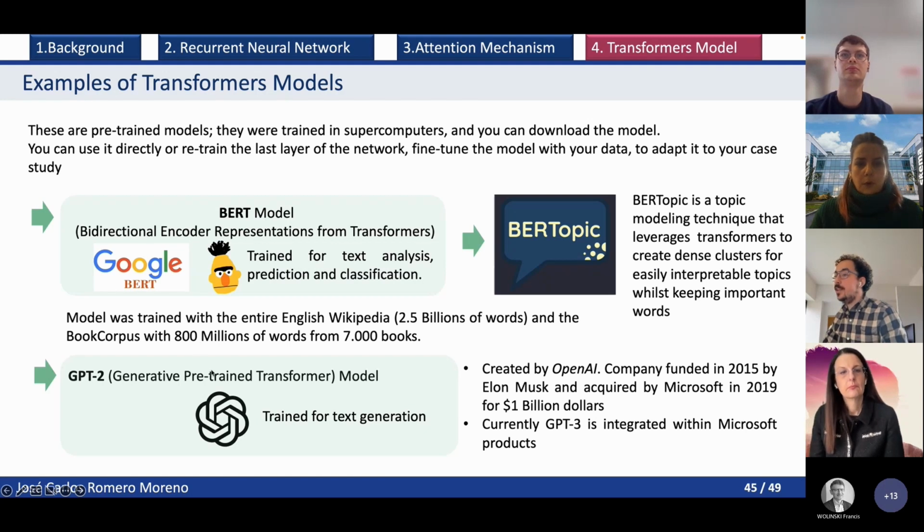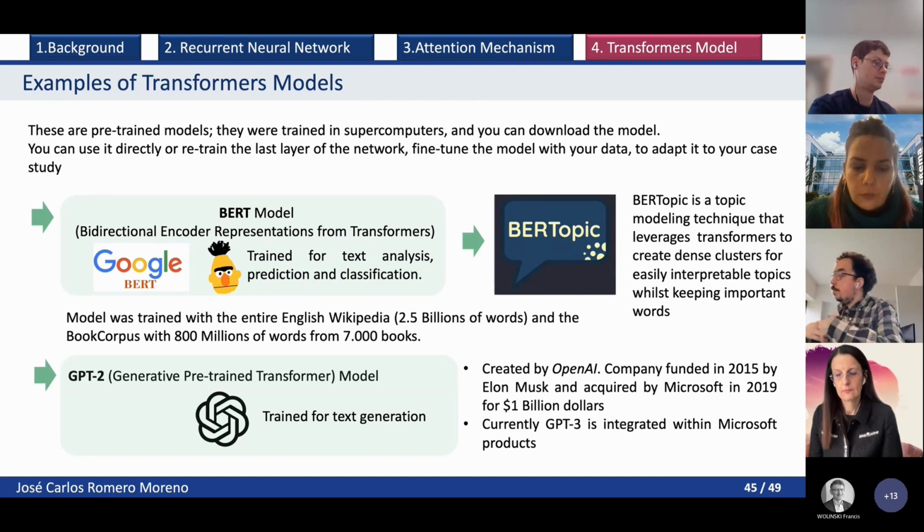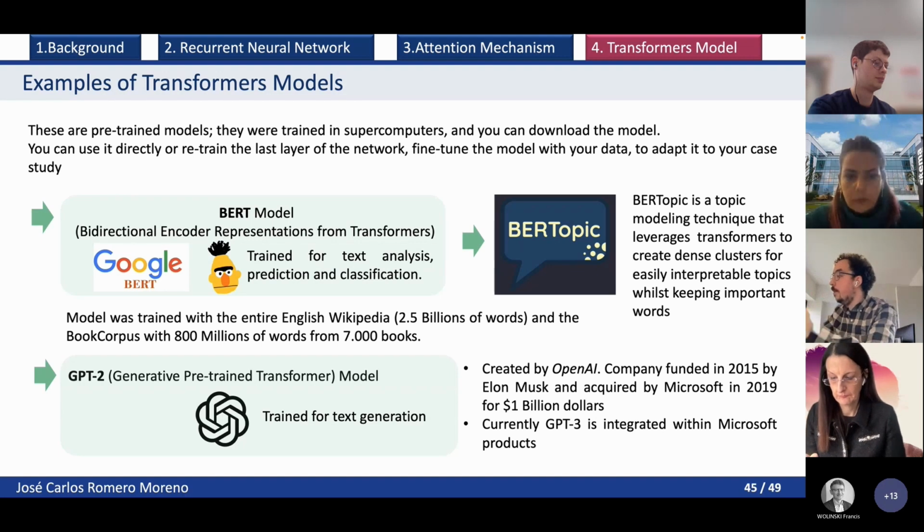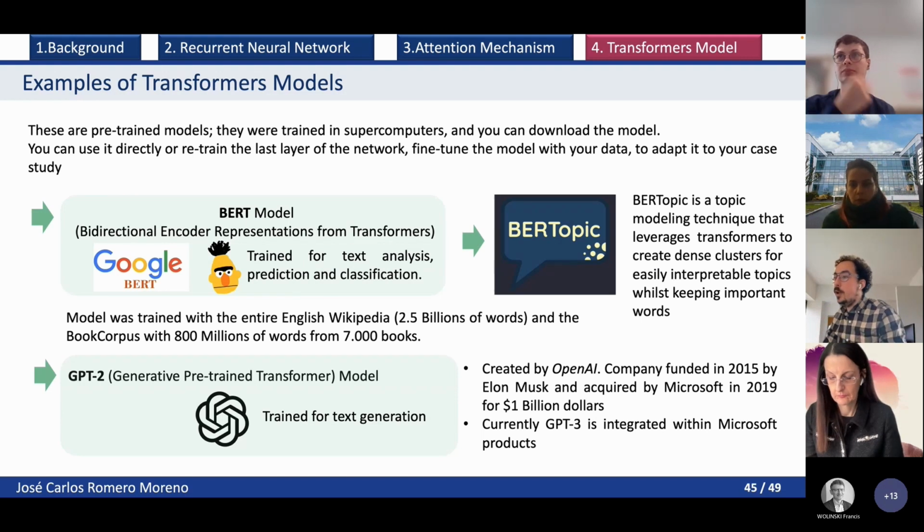The second one is called GPT-2, which is the previous version of ChatGPT-3, and was released for free. This company first released GPT-2 for free. People used it a lot, it became very popular, and then they released an improved version that you need to pay for. But a lot of researchers are still using the previous version because it's the one available to the general public.